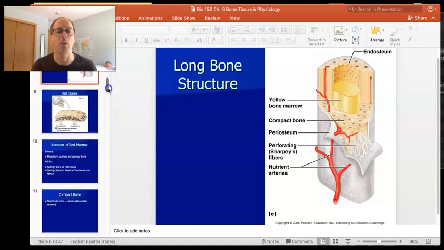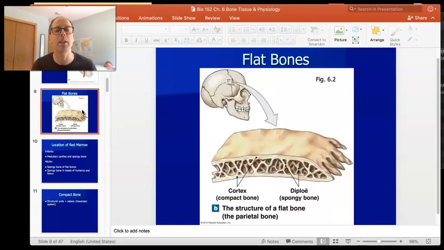Now, if you look at spongy bone, it's a little bit different. Spongy bone doesn't have a medullary cavity. Flat bones don't have a medullary cavity, they're flat. So instead, they have basically a sandwich of compact bone with spongy bone in the middle.